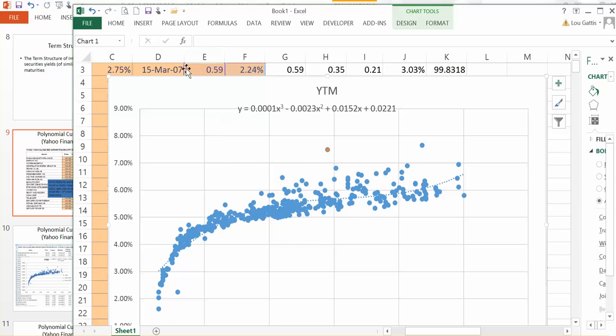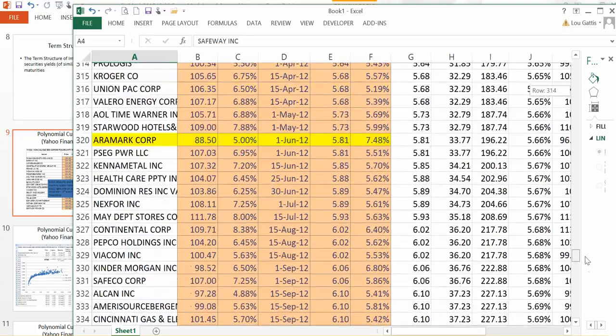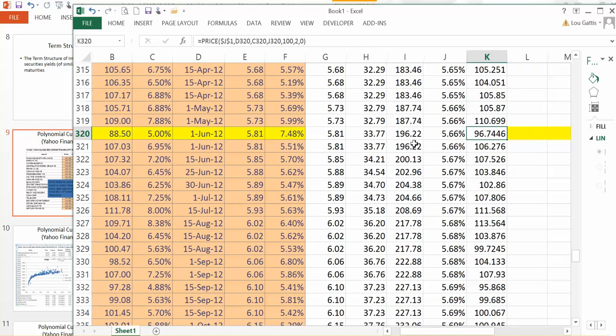I can then look at my Aramark bond. This bond is priced at 88.50, which gives a yield of 7.48. If it's priced along that line, it would have a yield of 5.66, and the price should be 96.70. So just like you have a fundamental analysis of a stock, your fundamental analysis of Aramark is that it's worth 96.70 when the market price is 88.50. So I can buy the bond at 88.50, and maybe the price will jump to 96 and I'll make a nice little capital gain. Or I'll just buy it at that cheap price and earn that high yield.